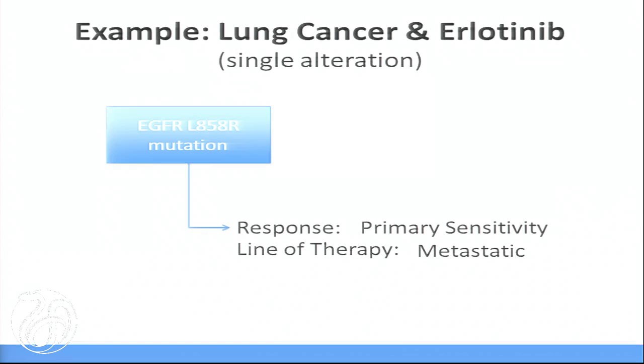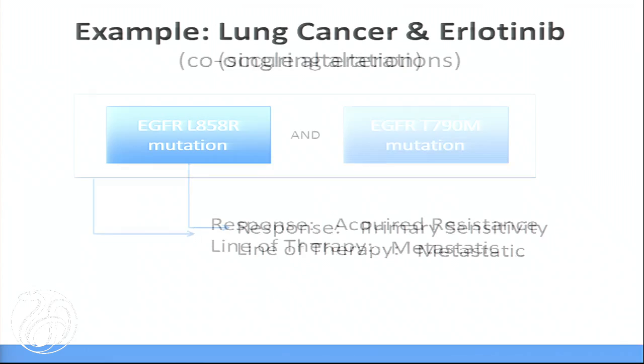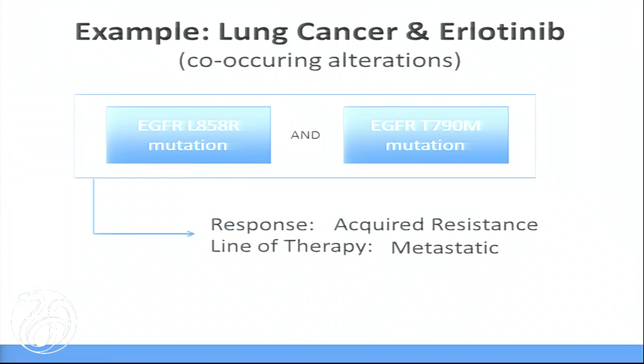So the example you heard about today with non-small cell lung cancer and its sensitivity to the drug Erlotinib really started out with an approval based on a single alteration, the EGFR L858R mutation or exon 19 deletions, with a response to therapy that was predicted to be primary sensitivity in the metastatic setting. Well, as we're starting to learn more and more about primary resistance and acquired resistance, we now need to be able to represent information about co-occurring alterations. In this case, the same EGFR L858R mutation now with a T790M mutation, which instead of conferring sensitivity, now confers acquired resistance to the very same drug.